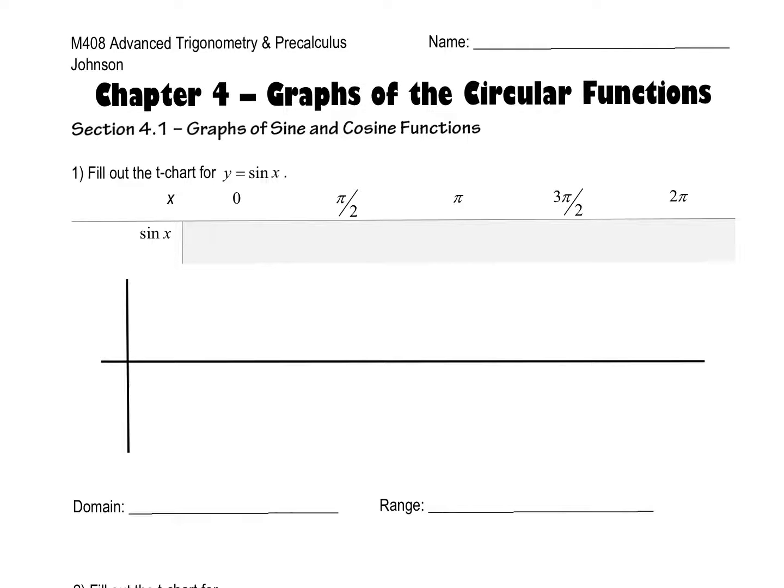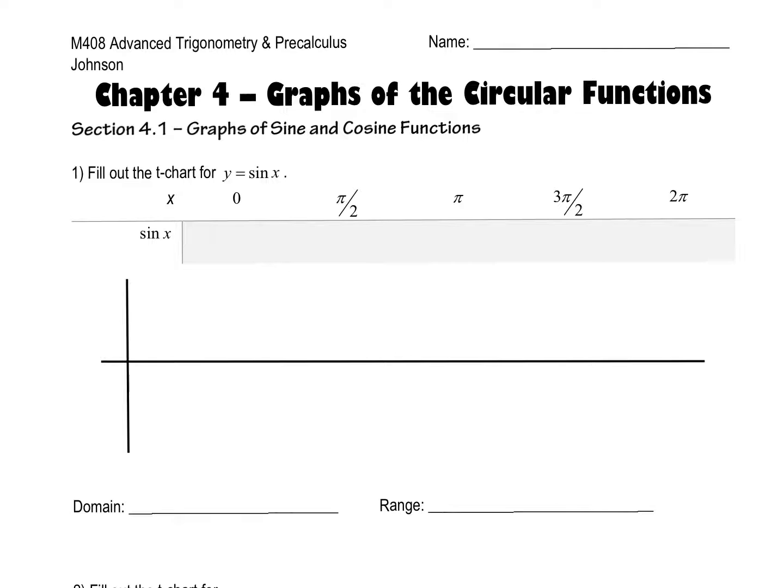So the very first thing we're going to do is we have this t-chart that's actually written sideways. And you should know by now, you should be really comfortable with figuring out what the sine of 0 is. What's the sine of pi over 2? What's the sine of pi? Okay, so I'm going to fill out that t-chart really quick, and then I'm going to talk to you about how that applies to the graph.